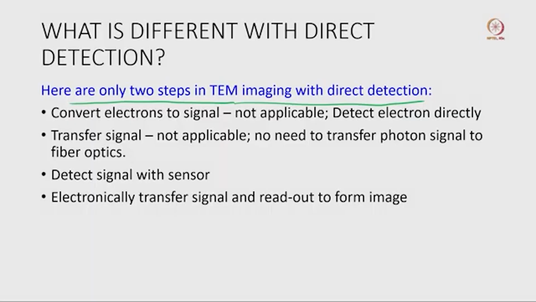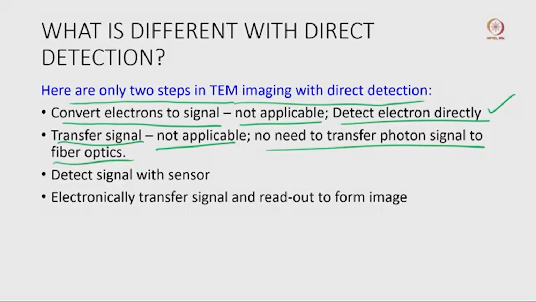But for the direct electron detector, converting from electron to signal is not applicable, it is not required. So, detecting the direct electron is one of the good things. Then transferring the signal, another important point: with the CCD camera, the signal is transferred from the sensor to the readout. Here this is not applicable, no need to transfer the photon signal to fiber optics. So, that part is a good thing. Detect the signal with the sensor directly, then electronically transfer the signal and read out to form the image.